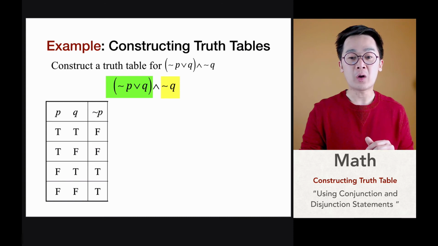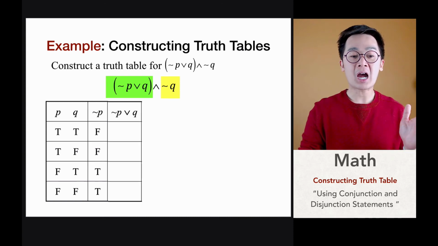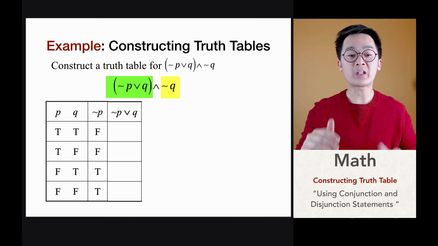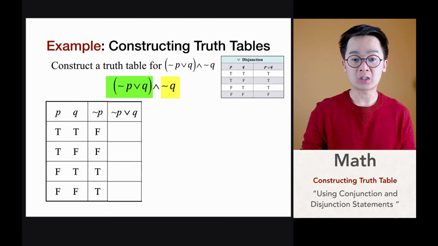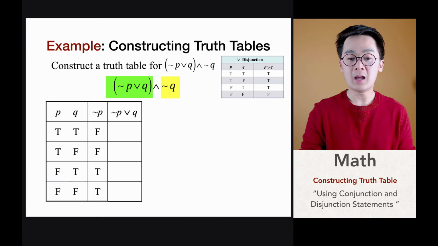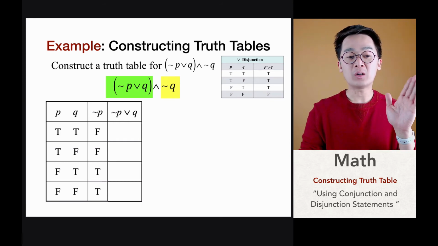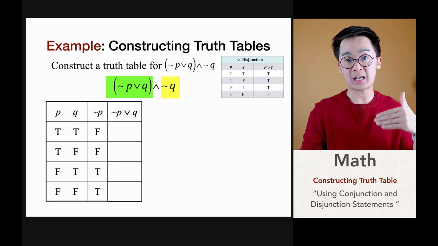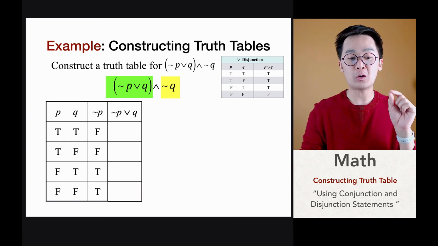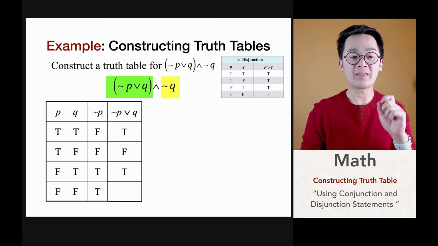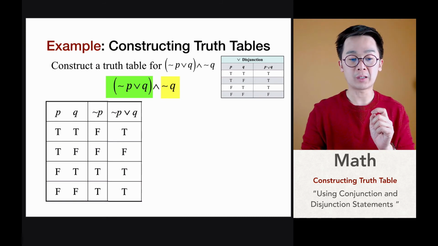And to simplify not P or Q, we're going to use the disjunction table. According to this table, the only time it will be false is when you have two false statements. So if we look at our column for Q and not P, the only time it will be false is at the second row. That means the first row, T or F, is going to be true, F or F is false, T or T is going to be true, and then F or T is going to be true.